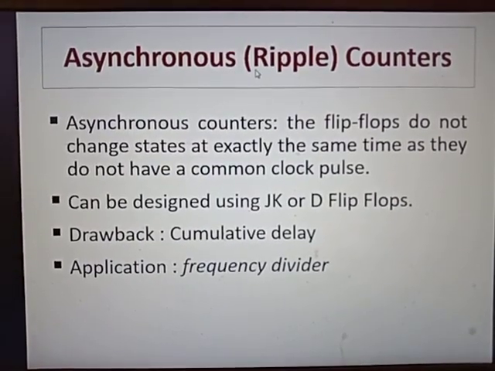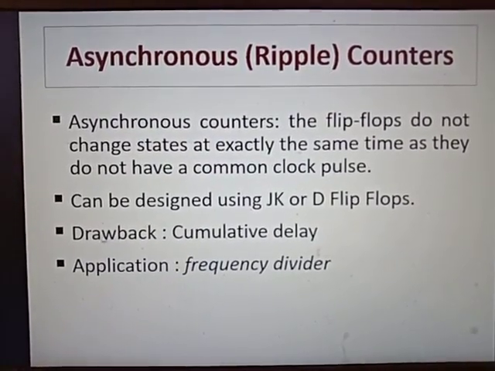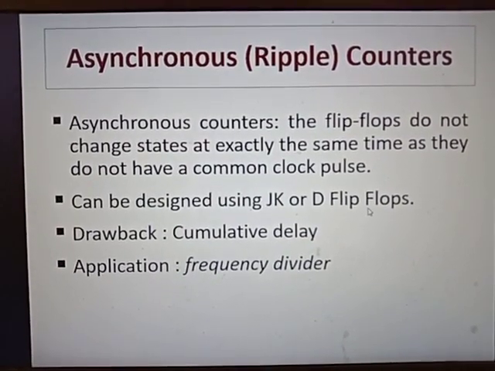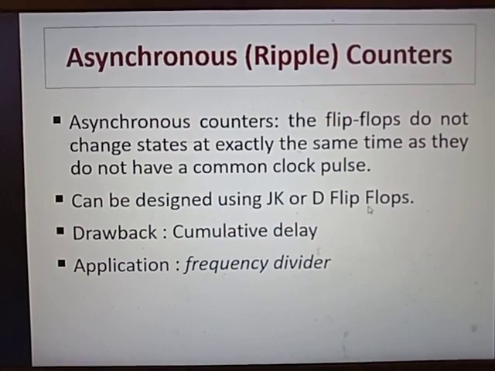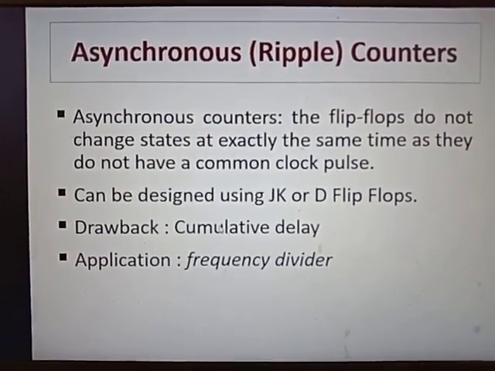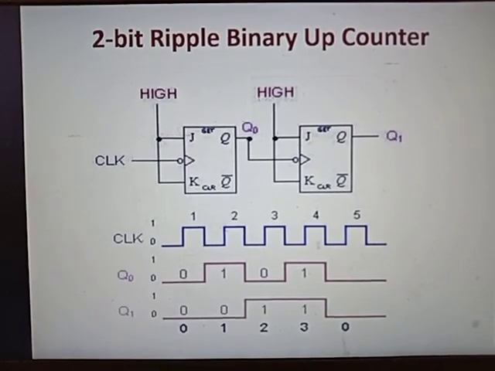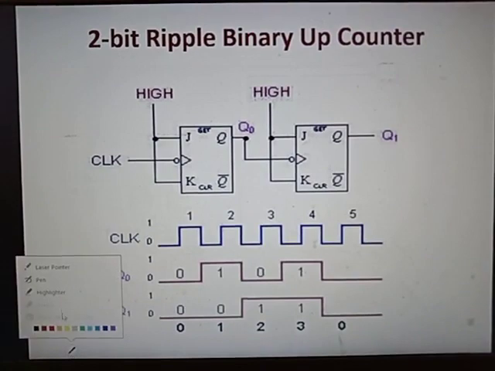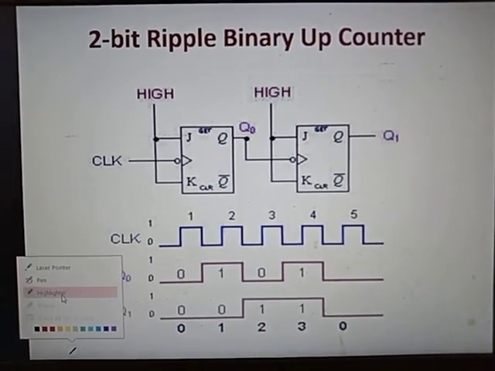Now this is the asynchronous counter, also called a ripple counter. It is mostly designed using JK or D flip-flops. We'll discuss more when we are designing this circuit why it is only used with JK or D. Now this is the circuit diagram of your asynchronous counter. I'll just highlight the concepts alone.